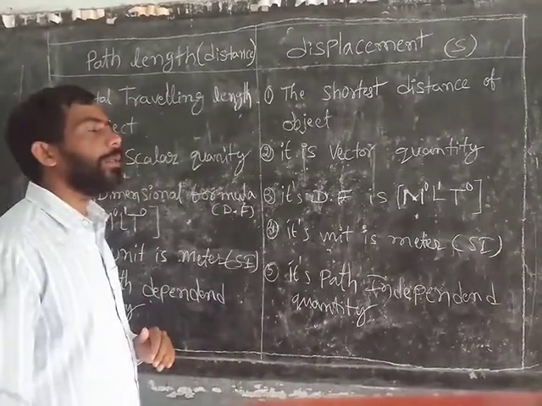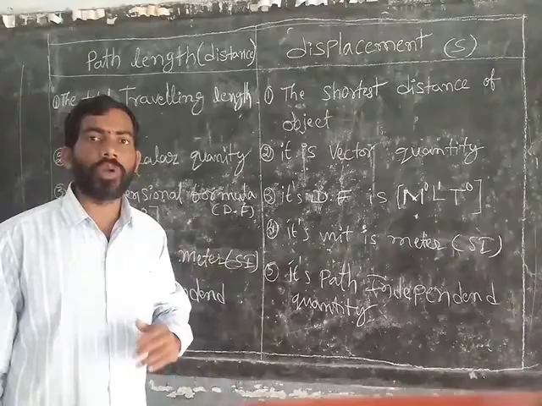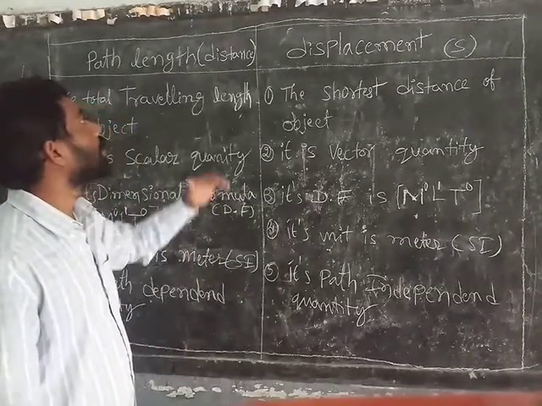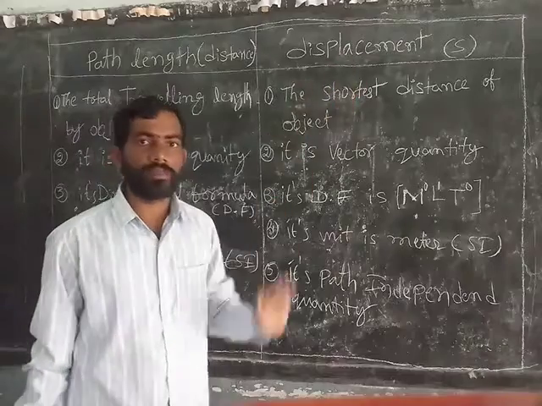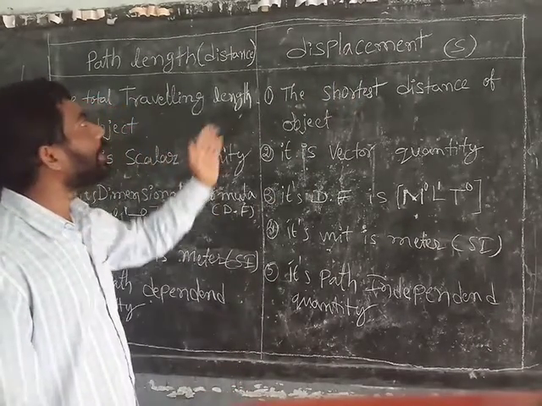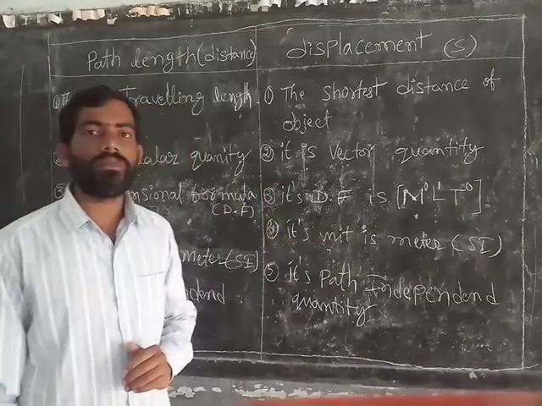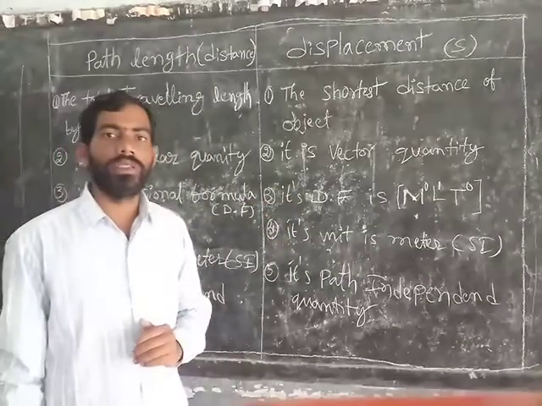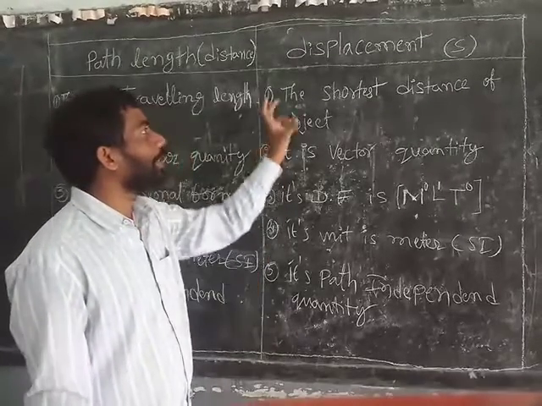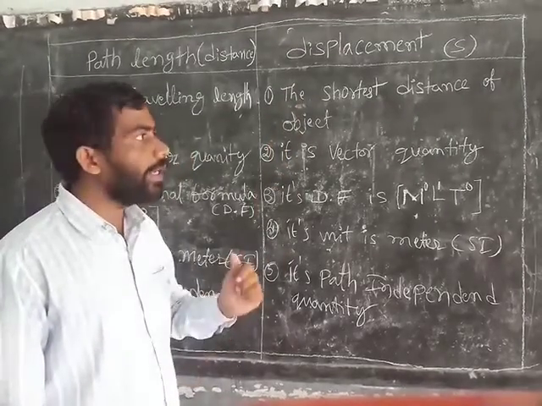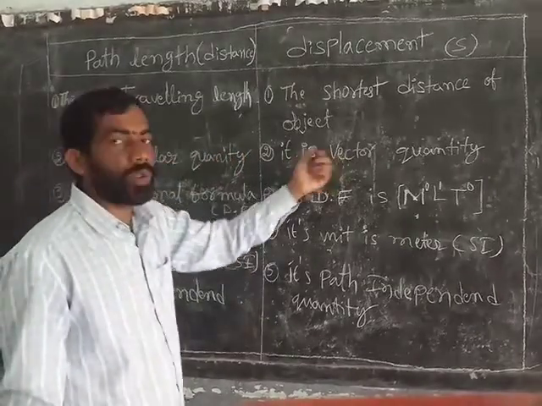Generally, most of the students are confused between distance and displacement. Generally, distance and displacement seem to be the same, but according to some properties, they must be different. The main property is whether it is a scalar or a vector quantity.